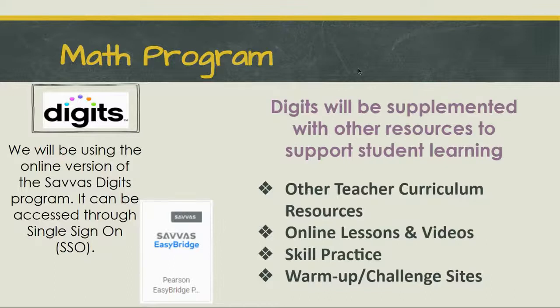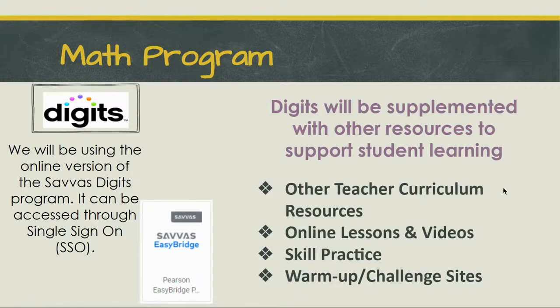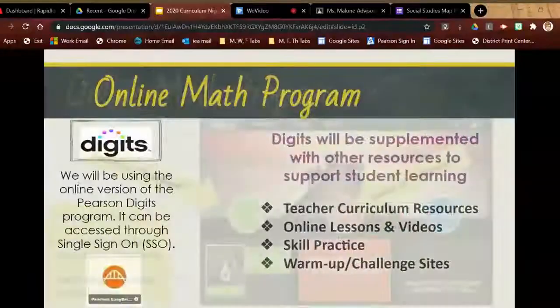Our math program uses Savvas Digits, formerly Pearson, as the digital textbook for the year. This program can be accessed through students' single sign-on with this Savvas EasyBridge logo. They must access the Digits program through their SSO. I will be utilizing other resources as well, such as other online lessons and videos, skill practice, warm-up, and challenge sites.